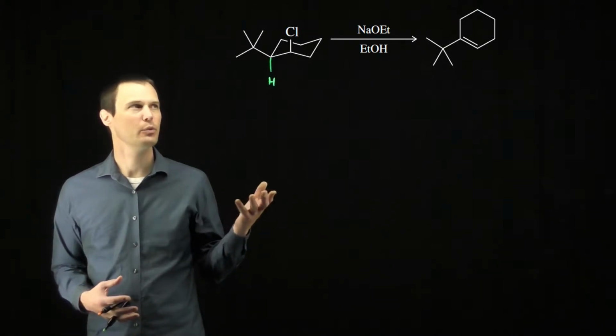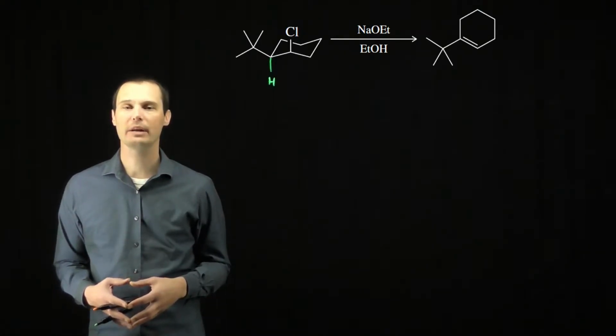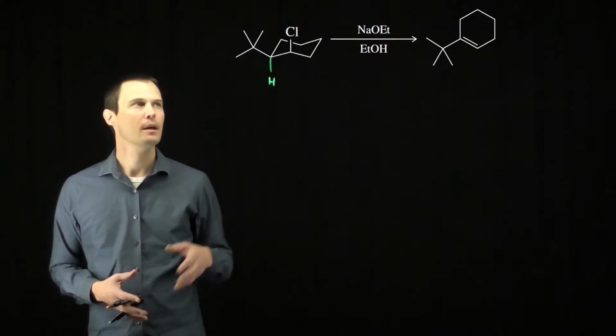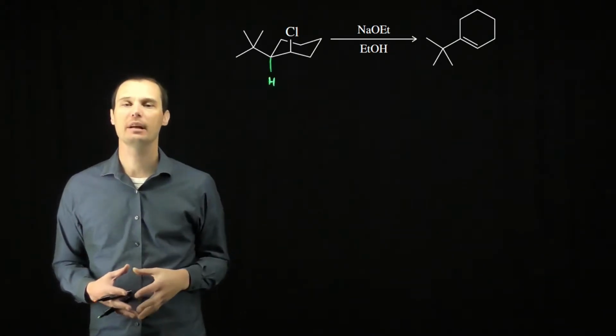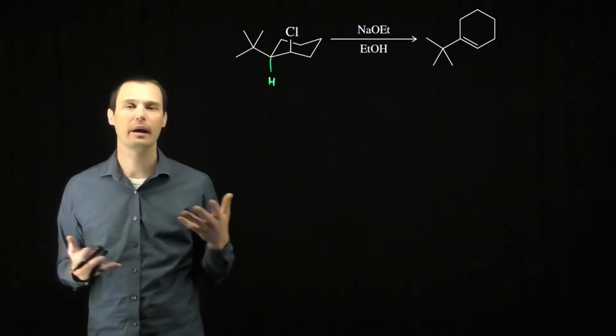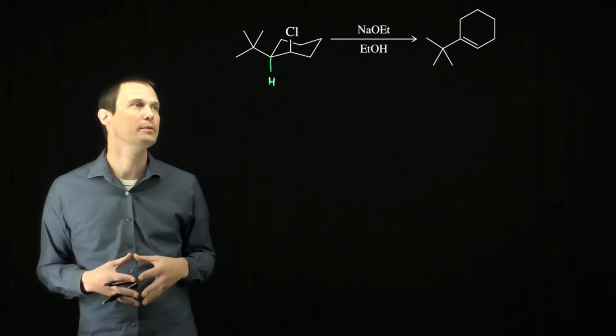This question asks us to predict whether this reaction will be an E1 or an E2 reaction and to draw the mechanism for it. We have a secondary substrate, a secondary alkyl halide. Secondary alkyl halides can either do E1 or E2, so that doesn't really help us here.